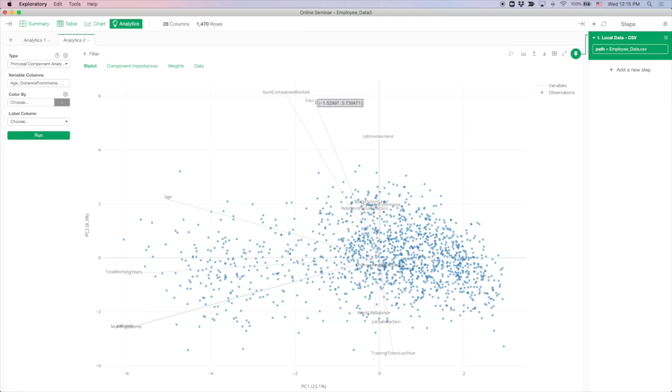So in this organization, education is what you studied at school, and that has almost no relationship in terms of a higher salary or lower salary. So that's the kind of information we can see. Even job involvement, how involved these people are in the job, I don't know how they measure that, but that also doesn't have much relationship to the monthly income.